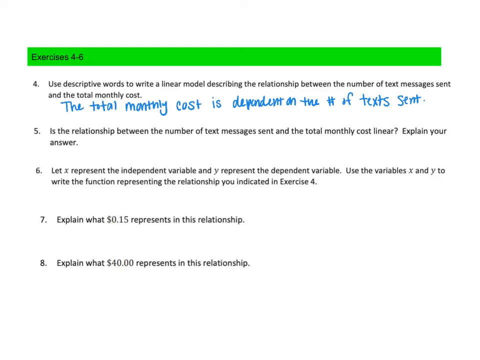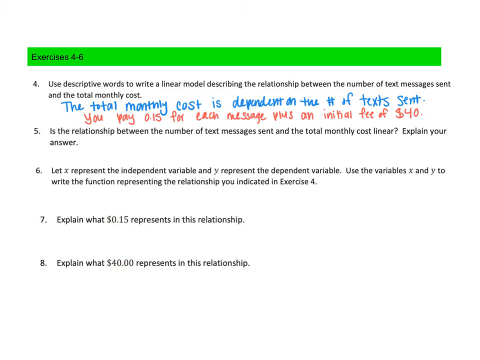One thing I want to add here is that you pay 15 cents for each message plus an initial cost or initial fee of $40. All right. So both of those things are really important. Those two sentences I just wrote, they're going to help me create my equation in just a second.